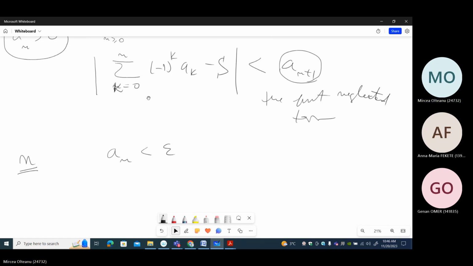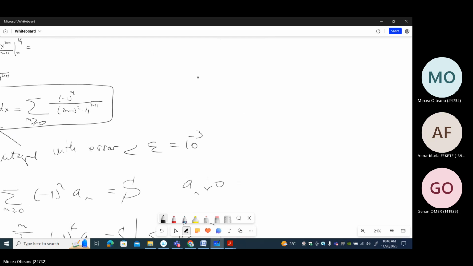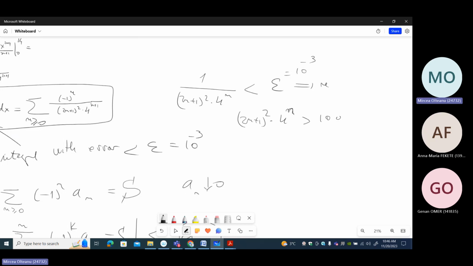In our case, if we go back here, we need 1 over 2n plus 1 squared times 4 to the n, in modulo, it is positive, to be less than our epsilon. And from here we get n. In our case, it is 10 to the minus 3. So we need the least n for which 2n plus 1 squared times 4 to the n is greater than 1000. And now we make some verification here and we get n.